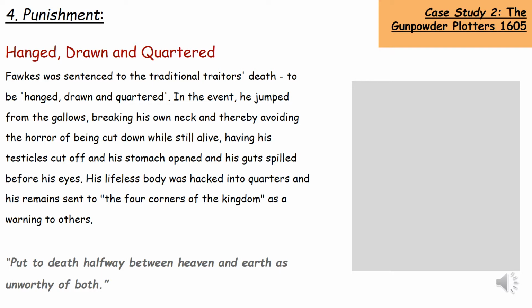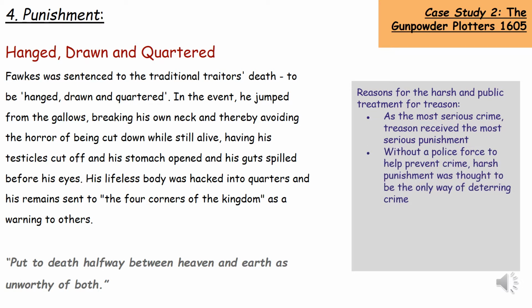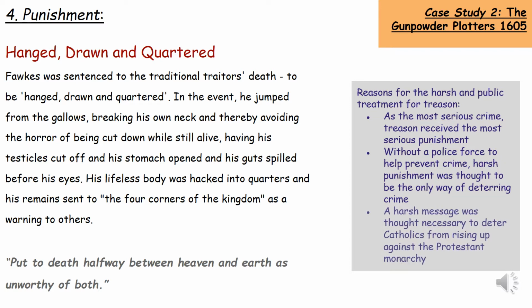The reasons for the harsh and very public treatment for treason were: as the most serious crime, treason received the most serious punishment. Without a police force to help prevent crime, harsh punishment was thought to be the only way of deterring crime. A harsh message was thought necessary to deter Catholics from rising up against the Protestant monarchy. Pause the clip here and complete the activities.